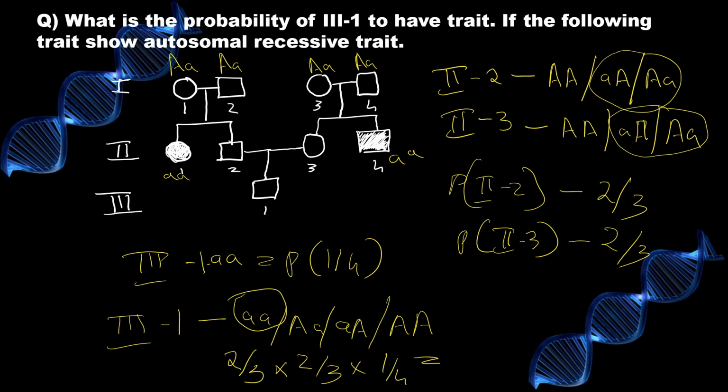Then we get 2 times 2, it is 4, then 4 by 3 3s are 9, and 9 4s are 36. Cancelling 4 on both, we get 1 by 9. So the answer is, the probability is 1 by 9.